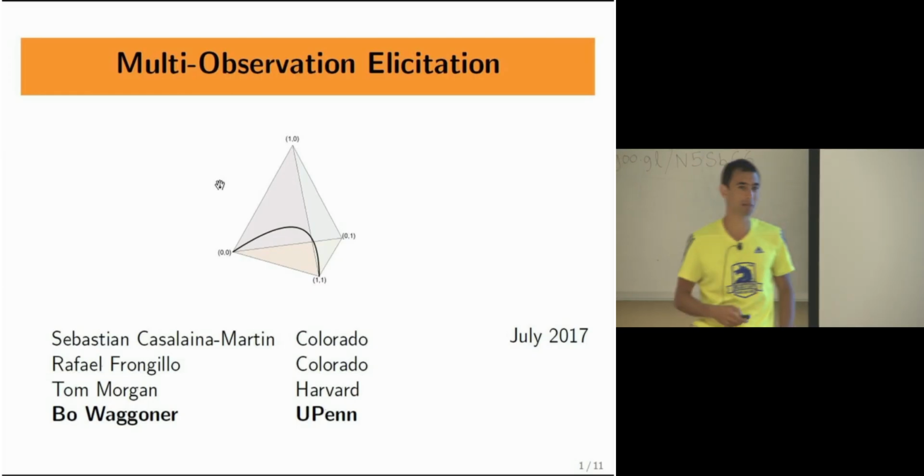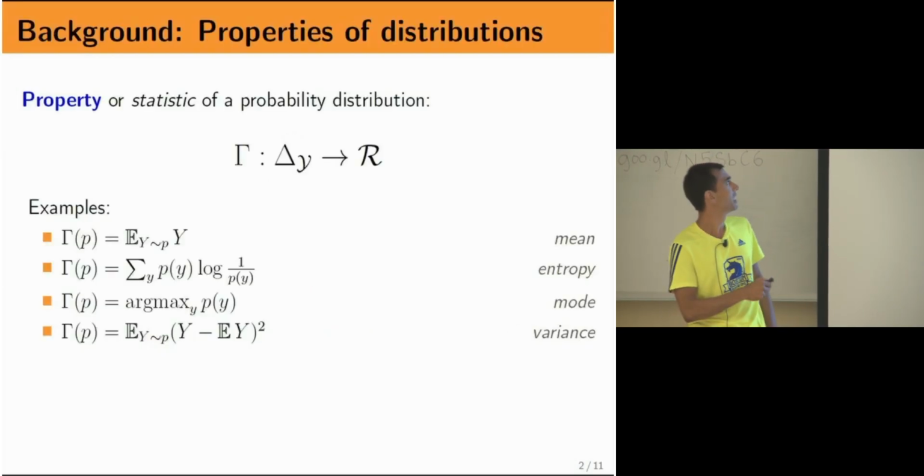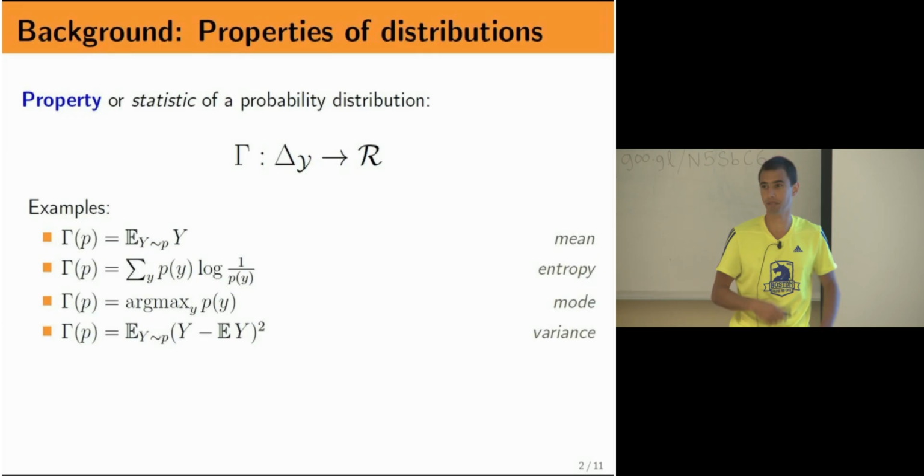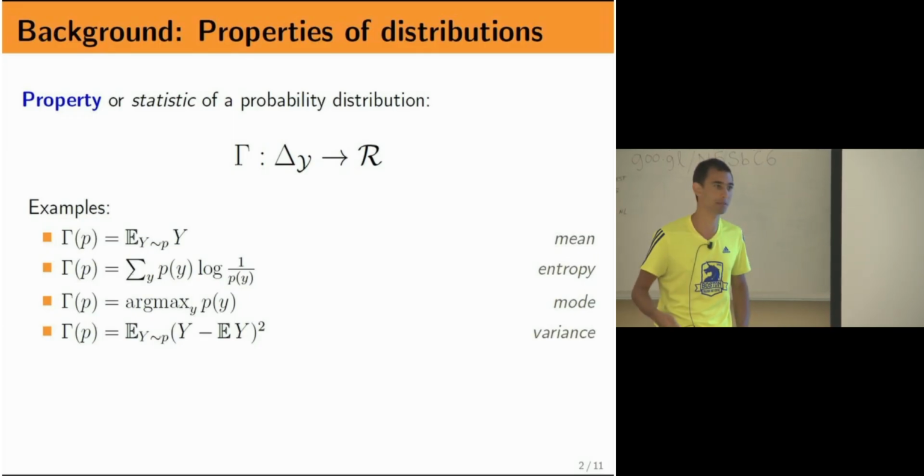So let me go back over property elicitation. What's a property? It's just a function or statistic of a distribution that we'd care about. Like the mean and mode are examples.